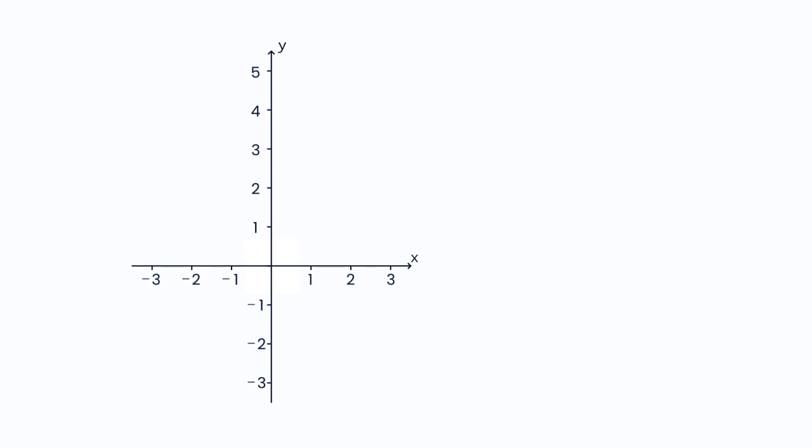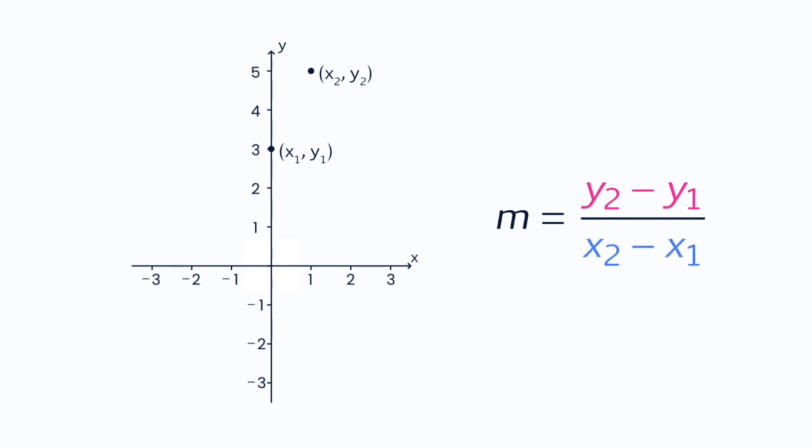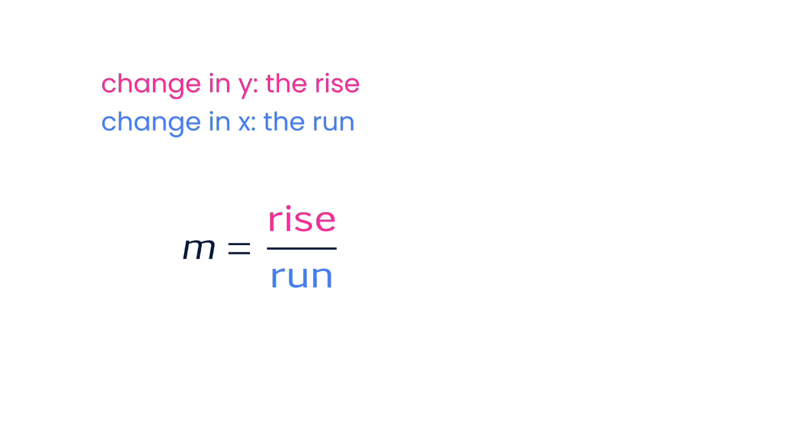Say you know 2 points on a graph. Can you find the slope m of that graph? Yes, you can, using the formula. The slope m equals y2 minus y1 divided by x2 minus x1. Recall that the change in y coordinates is called the rise, and the change in x coordinates is called the run. Knowing these values gives you the rise over the run.